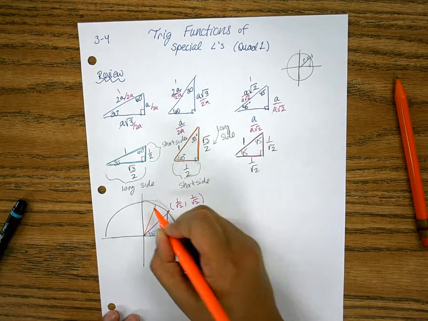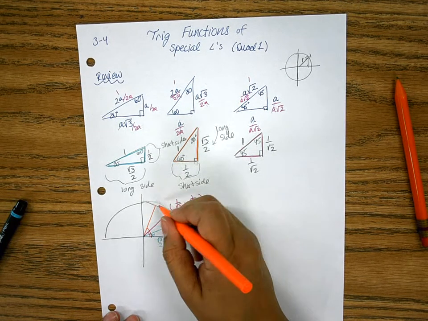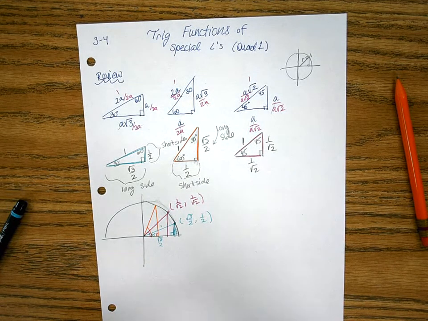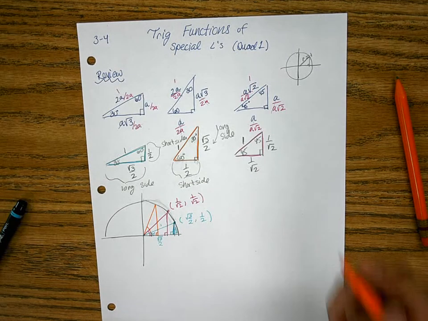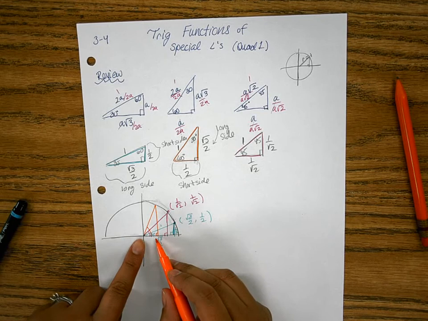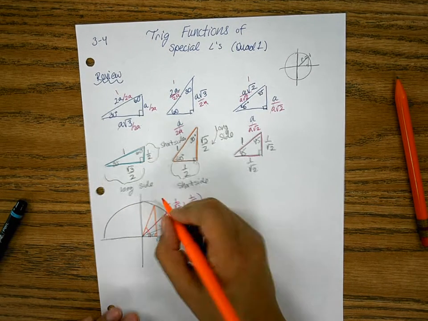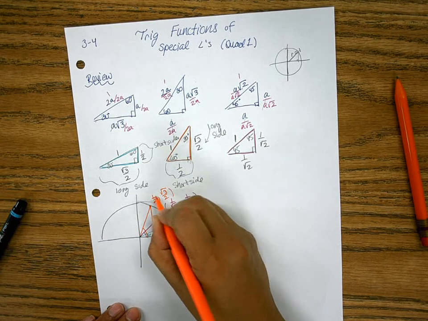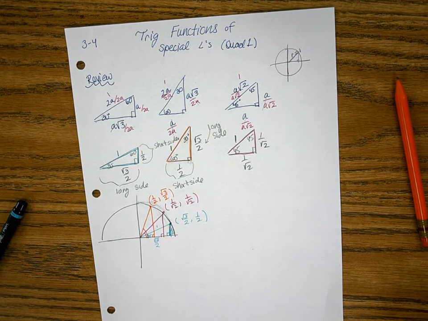Going back to my orange one, now my terminal side here, this is a 60-degree angle. I'm going to drop down to my x-axis to make my right angle. I'm going to go back and put it on my 45 triangle. All right, I made my right triangle. Now if you look, at the base is the short side and then the long side, and the short side is the 1/2 and the long side is root 3 over 2.